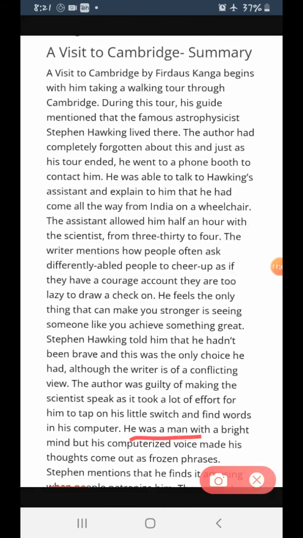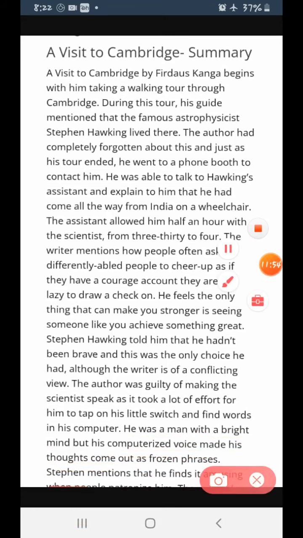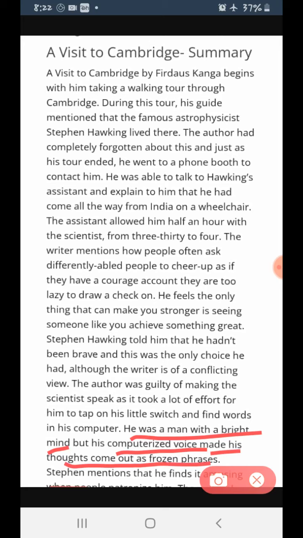He was a man with a bright mind, but his computerized voice made his thoughts come out as frozen phrases. So, the author said that the scientist was a man with a bright mind. His mind was very bright, but his computerized voice, meaning the voice which his chair speaks for him, made his thoughts come out as frozen phrases.